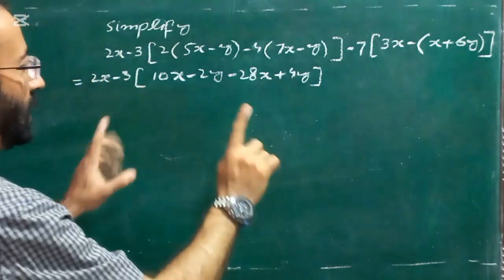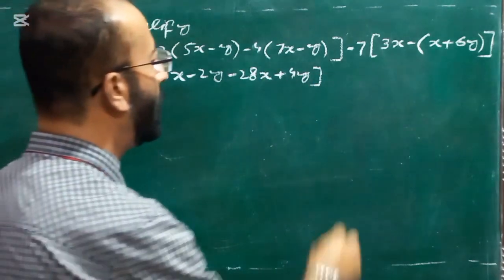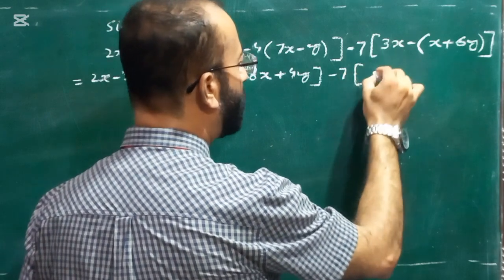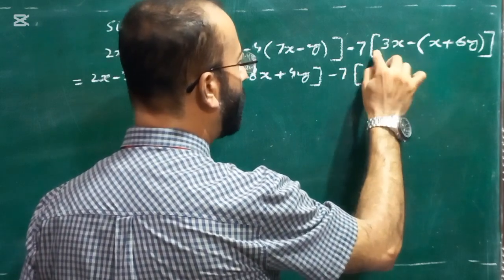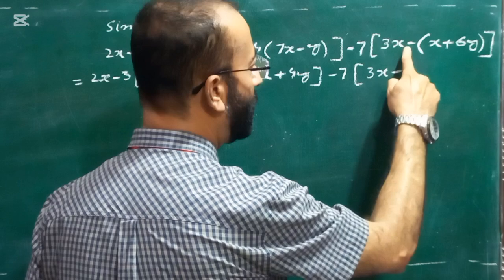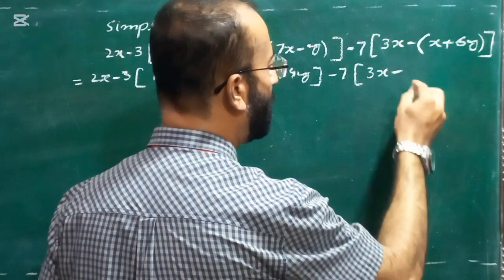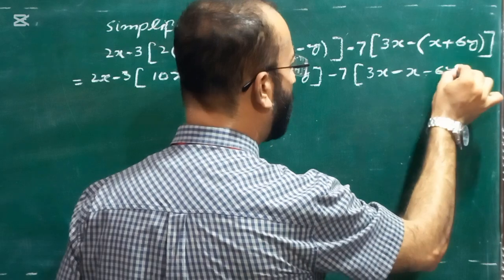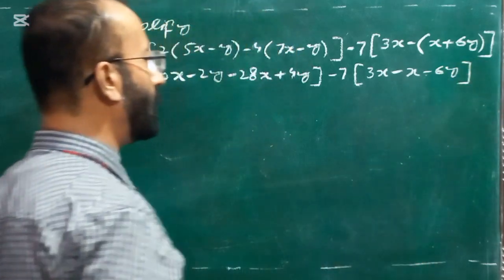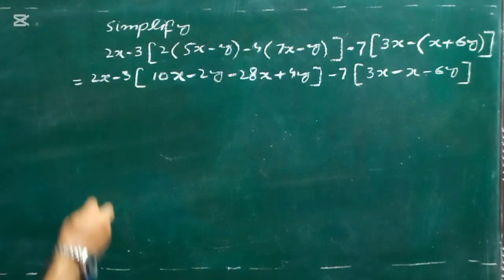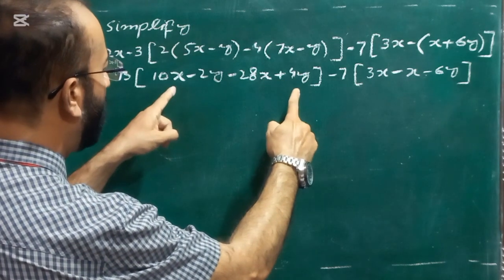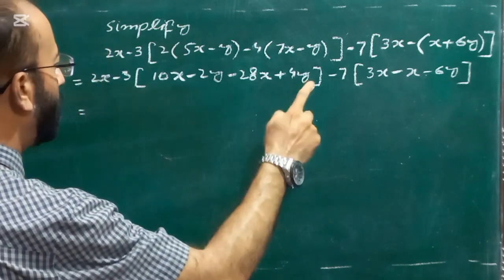Capital bracket is still there because small brackets are opened. Now this minus 7 will remain as it is. Minus 3x minus will remain as it is. Because of this minus sign, these signs will be changed. So minus x minus 6y. Capital bracket is there. So now we will solve the respective variables, and we'll open the bracket at the same time.